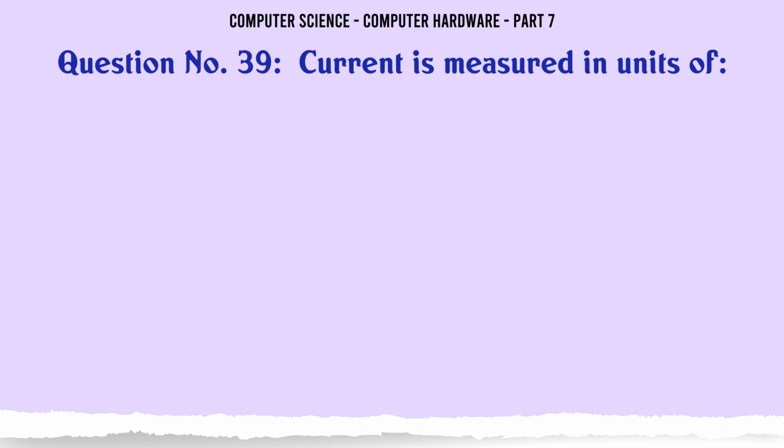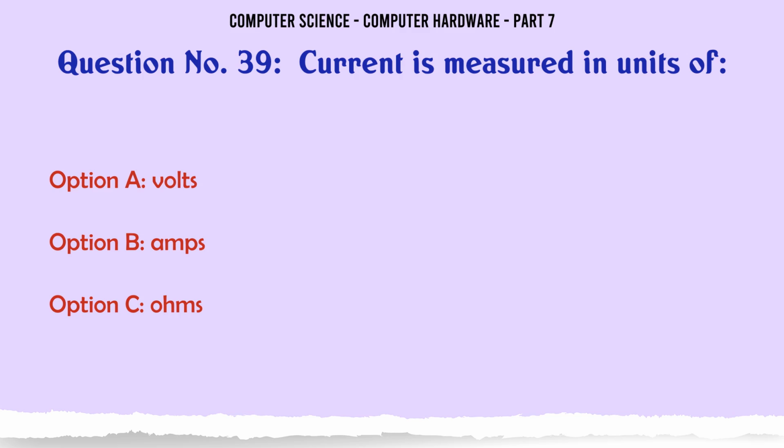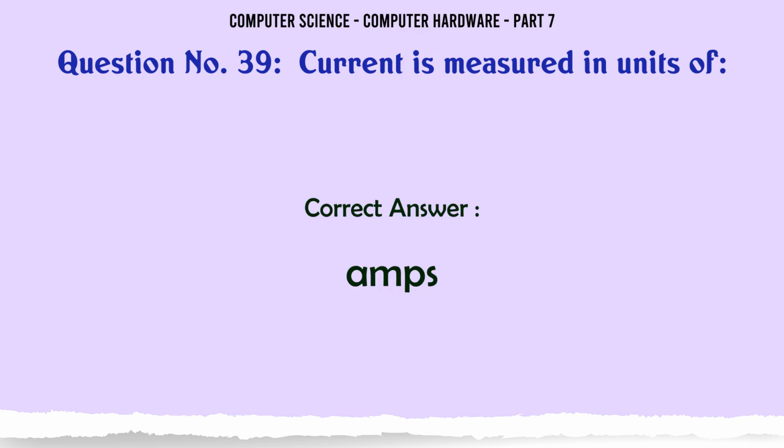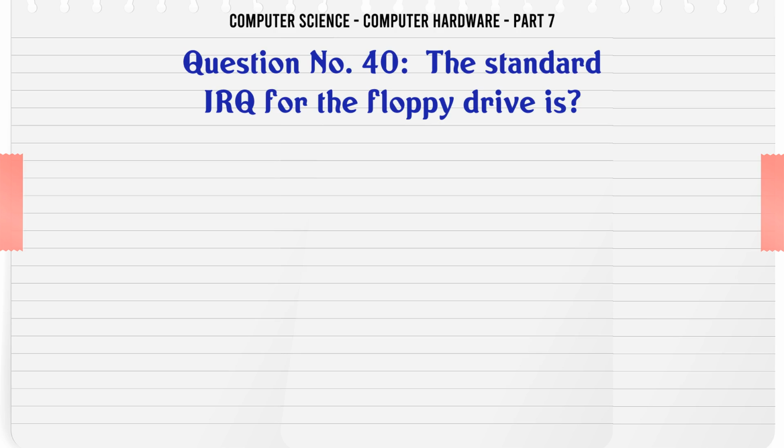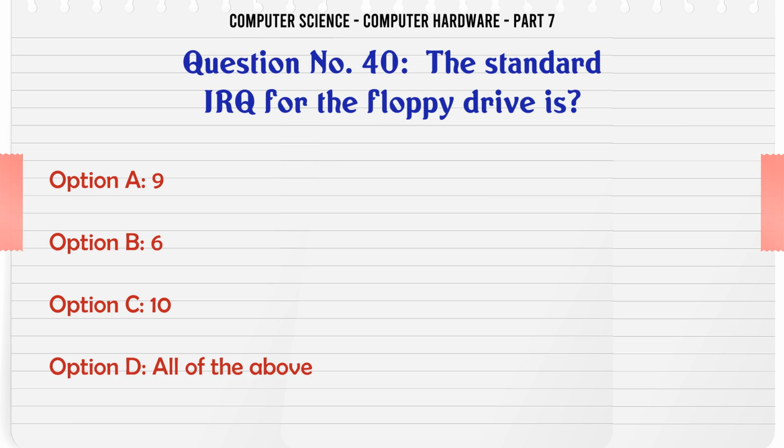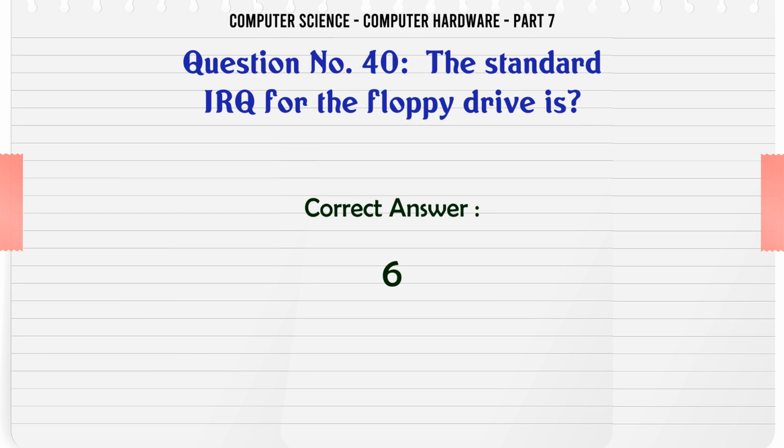Current is measured in units of A. volts, B. amps, C. ohms, D. farads. The correct answer is amps. The standard IRQ for the floppy drive is A. 9, B. 6, C. 10, D. All of the above. The correct answer is 6.